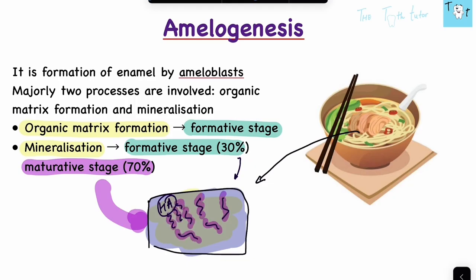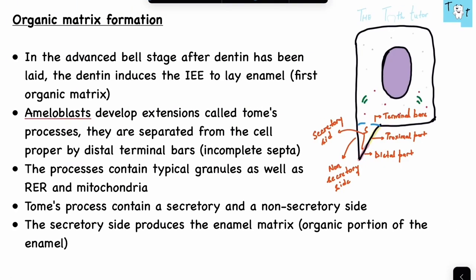So when they will be thickened, they will cause this entire crystallization. They will harden the enamel, right? So this is what happens. This is just an analogy, and we'll study further what actually happens. So first stage is the organic matrix formation in the formative stage.